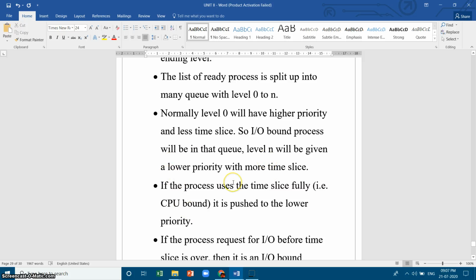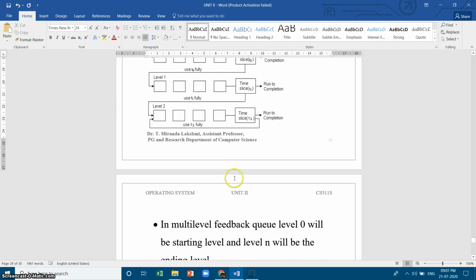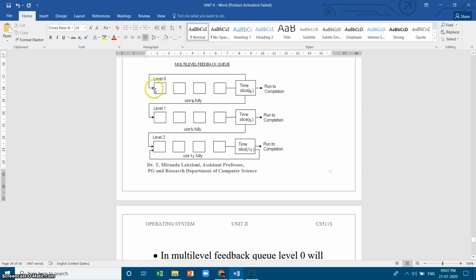For example, in this example, for level 0 I am giving 5 minutes of time. If a process uses the full 5 minutes, then it will not stay in this queue. It will be moved to the next queue, which will give 10 minutes of time. Again, if it uses the full 10 minutes, it will be moved to the next queue and given 15 minutes of time. After 15 minutes, this is the last queue, so the process will be maintained in this queue itself.